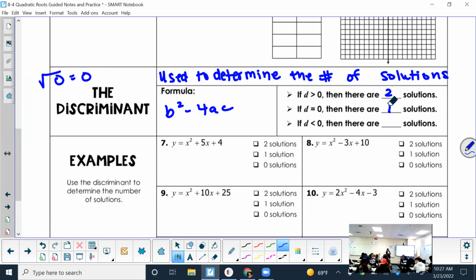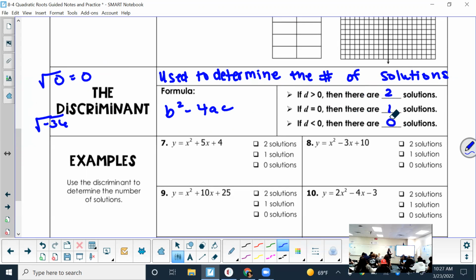And then if it's a negative number, can you take the square root of a negative number? No. If you try it out in Desmos right now, like square root of negative 36, it'll say undefined because you can't.